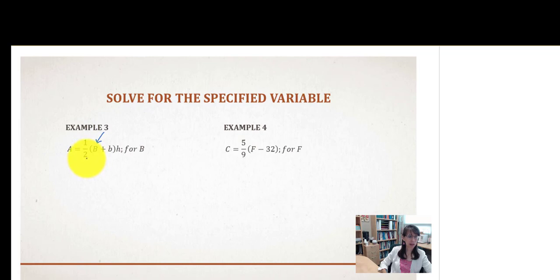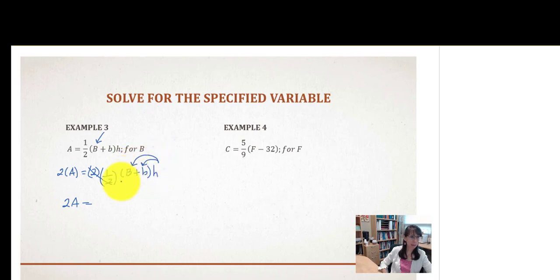1/2 is our fraction. Since 2 is the denominator, multiplying by 2 would eliminate that fraction. So both sides of the equation are going to be multiplied by 2. When that happens on the right, you can see how the fraction eliminates, and we're left with 2A now equals capital B plus lowercase b quantity being multiplied by h. So I could take care of that distributing right now.